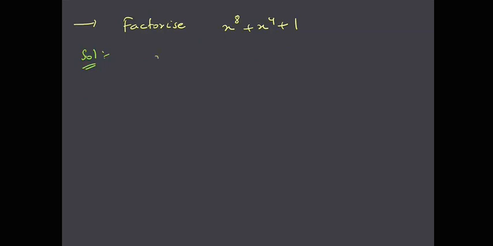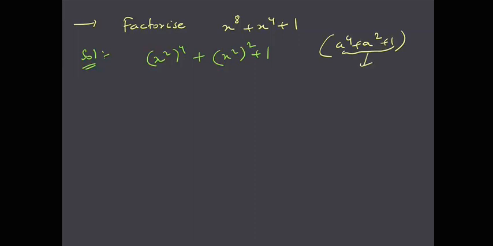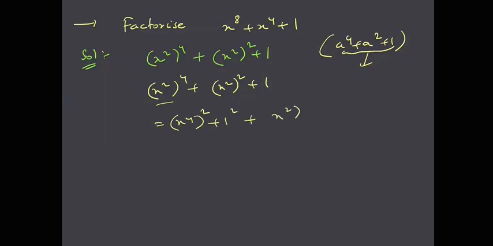Yes, so let us solve this. I can write this as x square whole power 4 plus x square whole square plus 1. Why I have written it in this form is because now I am remembering this: a power 4 plus a square plus 1, right? We know that this can be easily factorized, and we know how to factorize this also. So this x square whole power 4 plus x square whole square plus 1, I can write it as x power 4 whole square plus 1 square plus x square whole square, right?